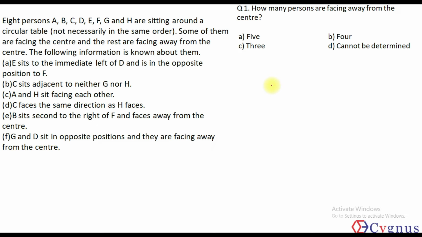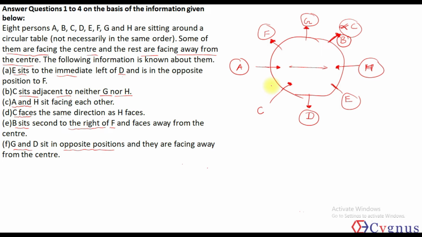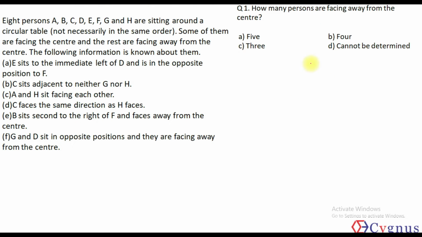How many persons are facing away from the center? Let's count them. 1, 2, 3, 4. But I don't know the direction of E. And if you don't know the direction of E, the answer for this particular question becomes what? Cannot be determined, because I don't know where E is facing. Look at this one: E sits to the immediate left of D and is in the opposite position. Nothing is mentioned about the direction of E. So your answer becomes cannot be determined.